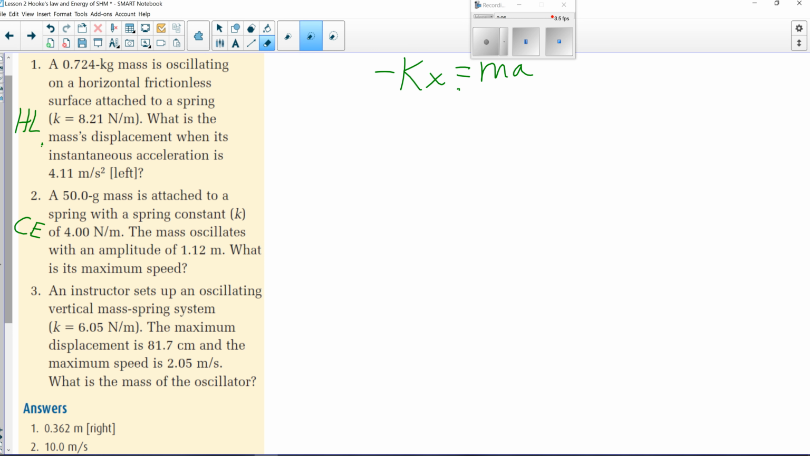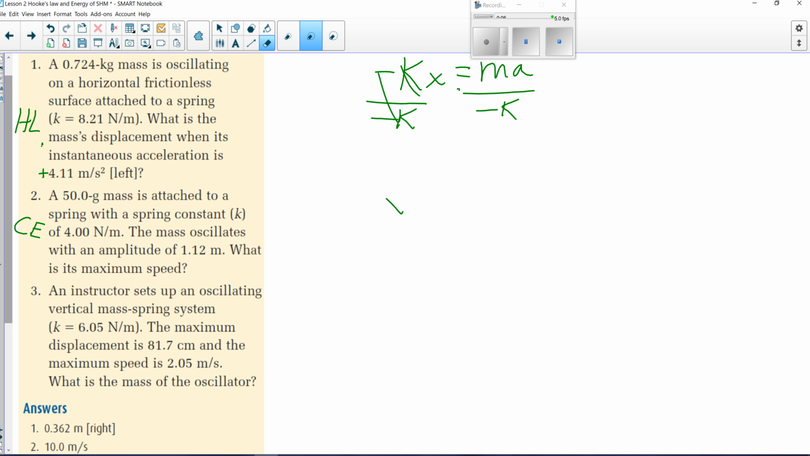So I've got negative k times x equals m times a. I know it's the net force in this situation because the only force acting is the restoring force. It's horizontal and it's frictionless. So I'm trying to find x, the displacement. When I manipulate for x, I'm going to divide both sides by negative k, and I want to bring that negative over with me. Now, just to make sure I get the vectors right, I'm going to make left positive, so I'm going to have that 4.11 be positive.